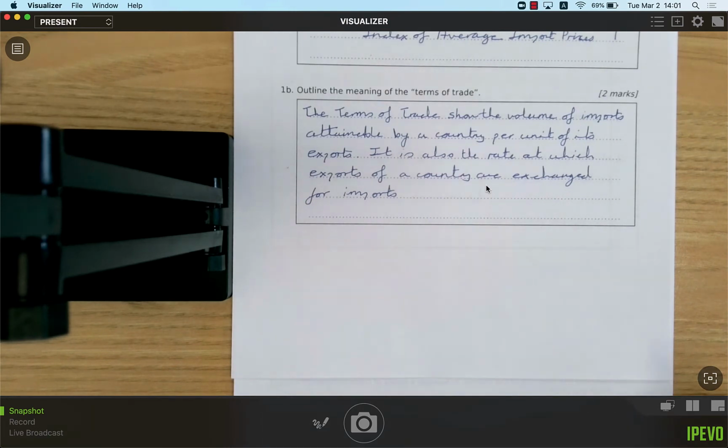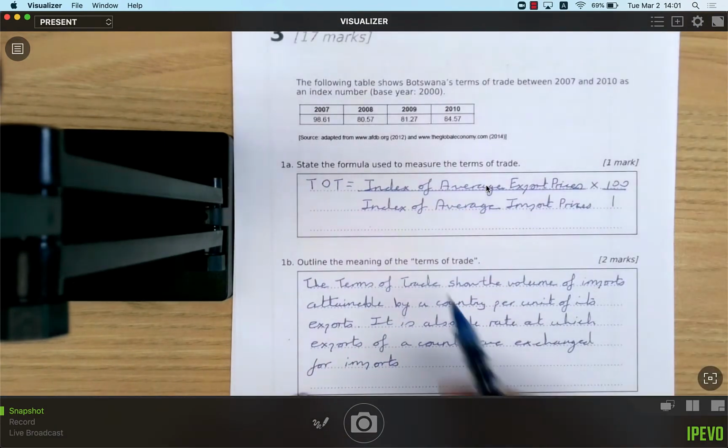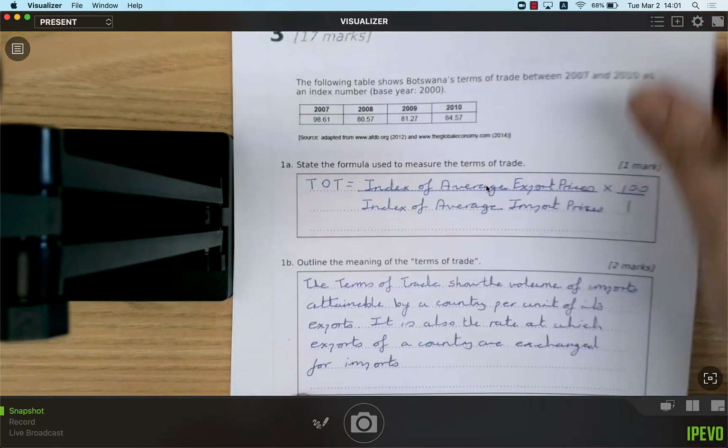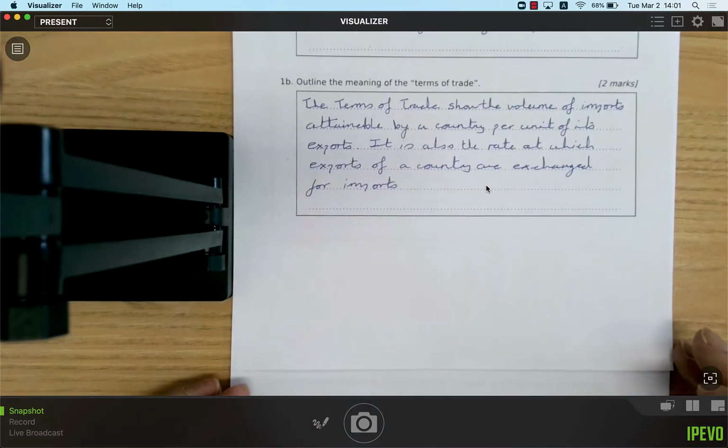Now, I know you could be exporting coal and, for argument's sake, really expensive computers. But if we average it out, which is what the index here is, an index of average export prices divided by an index of average import prices, we get a per unit value, an average per unit value. That's what we mean by that.